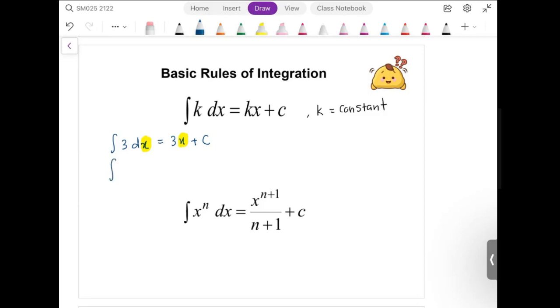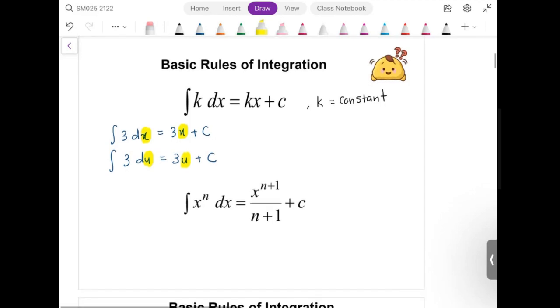Let's say I change the variable. So I want to integrate 3 du. Then our answer would be 3u plus c. Because kita ada with respect to u, then our answer would be u. Okay. Now, moving on to the second basic rule.